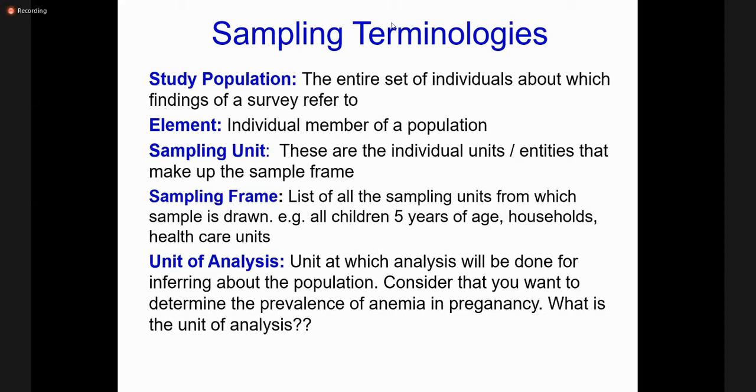If I say awareness about COVID-19 among school-age children, then the entire set of individuals only targets the school-age children living in Karachi, or whatever city is my target, whatever place I'm talking about. So the entire set of individuals is basically the entire population to which you will be relating or referring your findings. Then comes the element. Among the target population or study population, one individual member is known as one element.